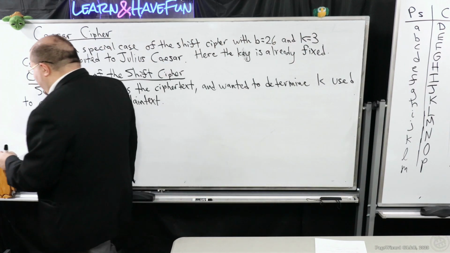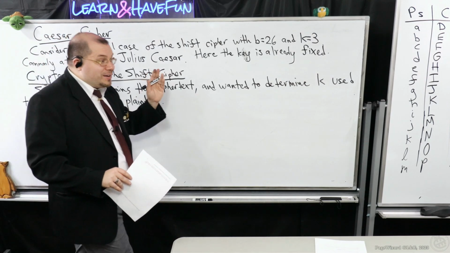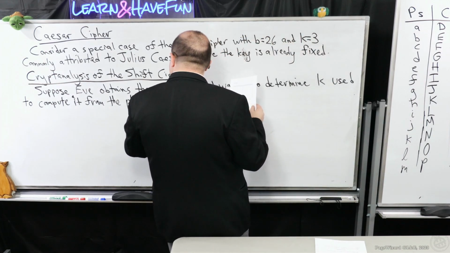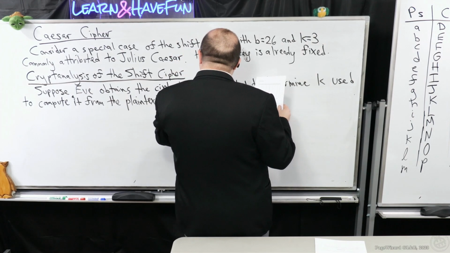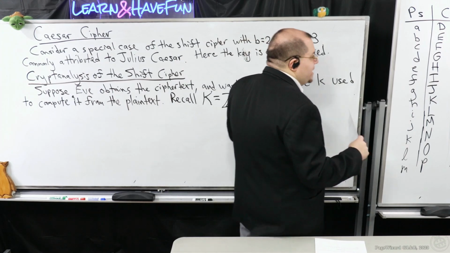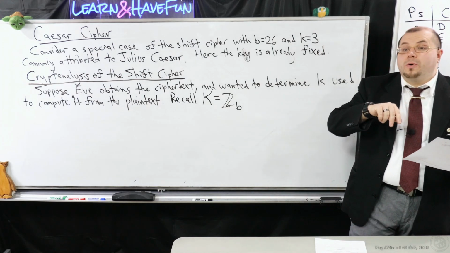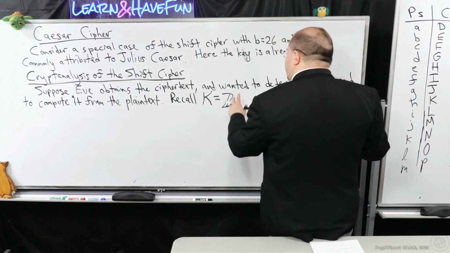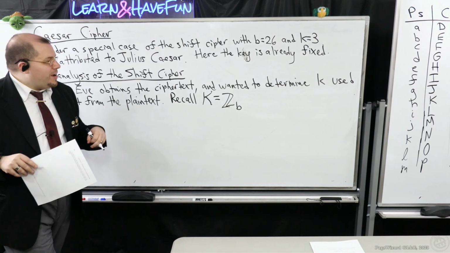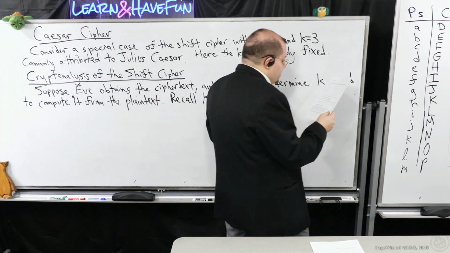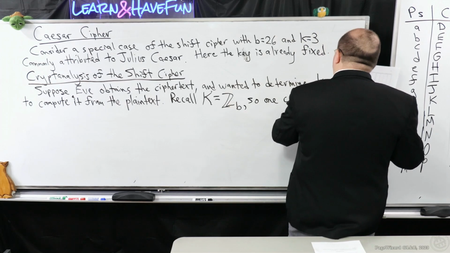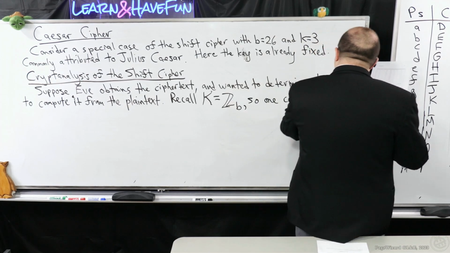But there's a little bit of something about the keys. Do you remember in the definition of the shift cipher what the key space is? So recall that the key space is in fact equal to Z_B. So these are just the integers 0 up to B minus 1 inclusive. So if B is 26, for example, this would just be 26 numbers, 0 through 25. So one can exhaust all possible keys.